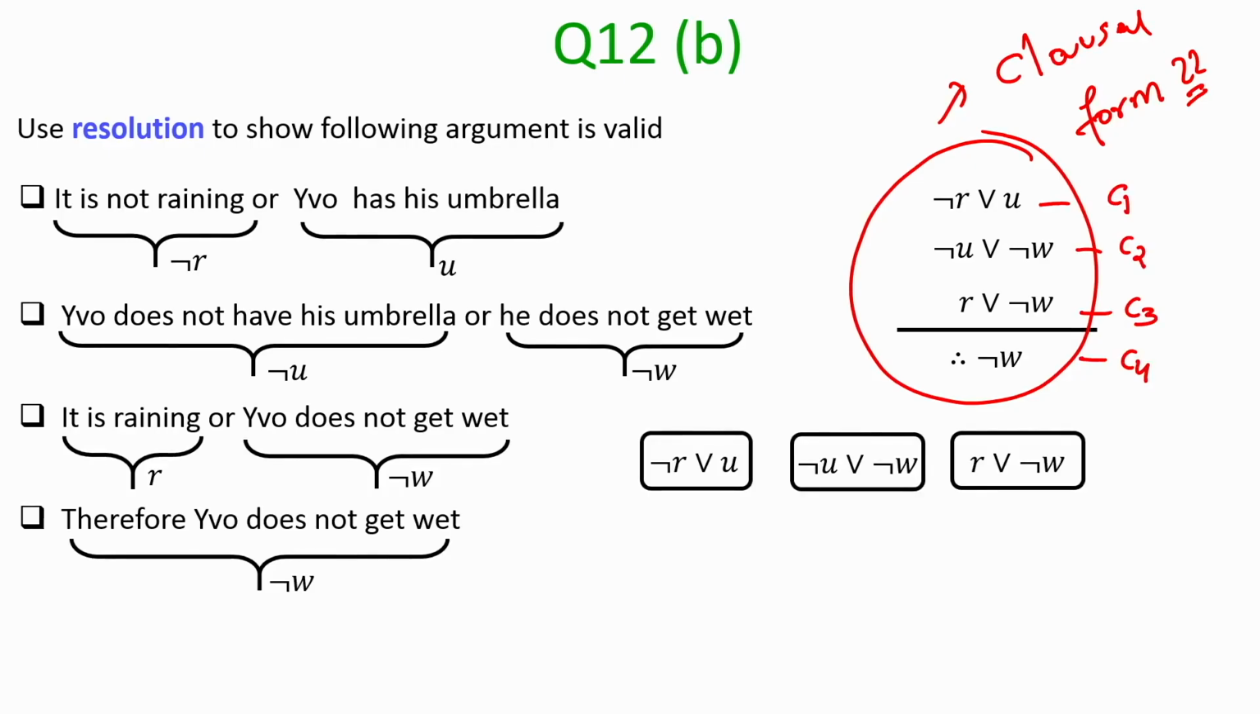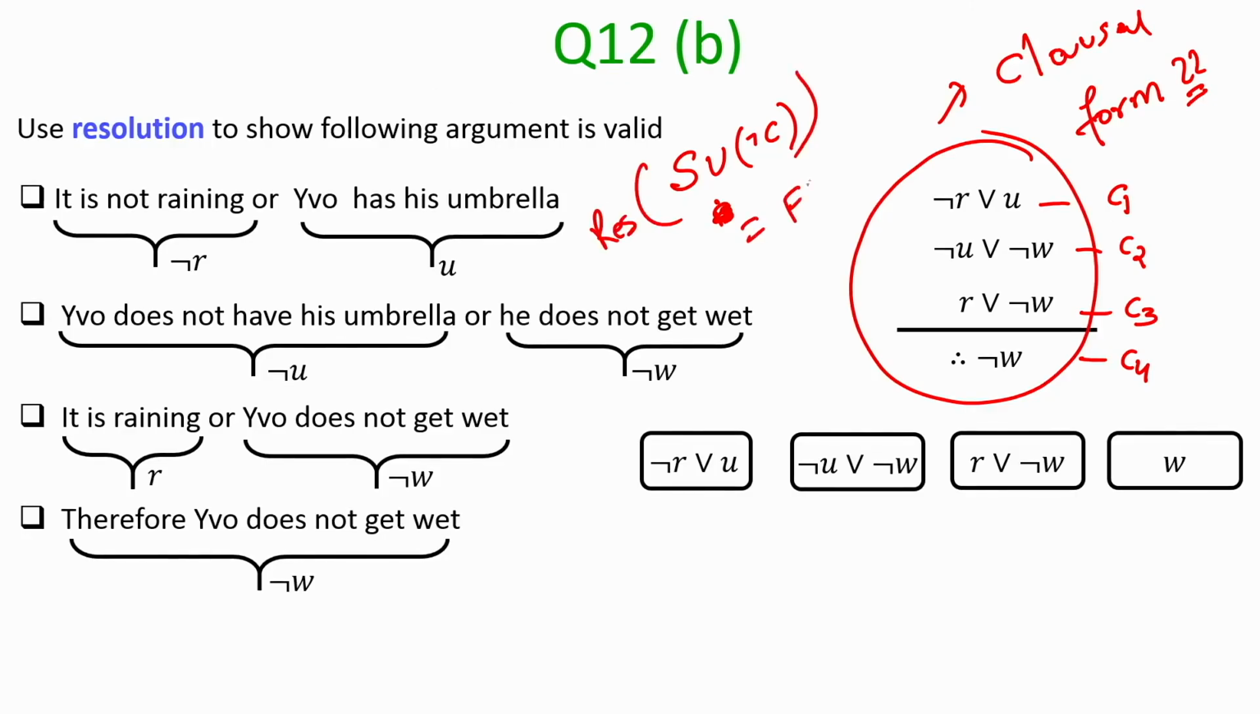What is the resolution refutation method? It says that you take the set of clauses which are your premises and add to it the negation of your conclusion. Remember, we have to check whether the resolvent of S union negation of the conclusion is false or not. If that is the case, then I say that C is a logical conclusion from my set of premises in the set S. That is the proof by resolution refutation. So, I have added the negation of the conclusion.